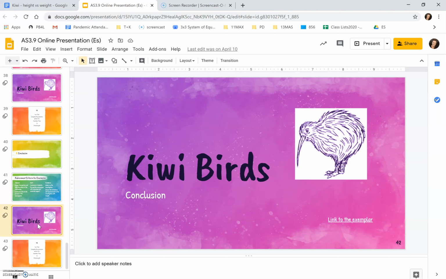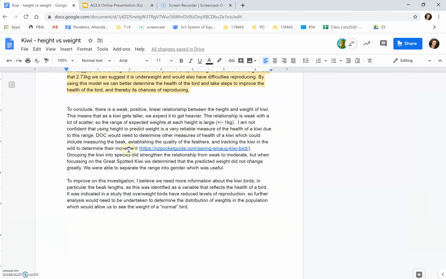So I'd like you to have a look at my Kiwi Birds report, and if we look here for my conclusion, I've stated that there's a weak positive linear relationship between the height and weight of the kiwi. I've explained this in context, so as the kiwi gets taller, we expect it to get heavier. And I've just kind of summarized why it's weak and whether I am confident in using this relationship to make the predictions.